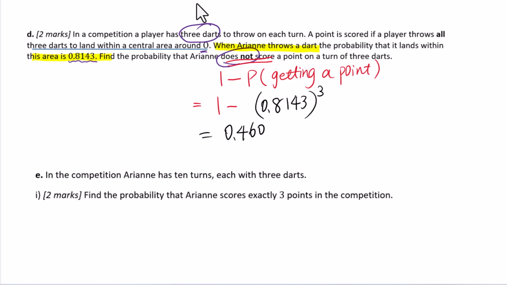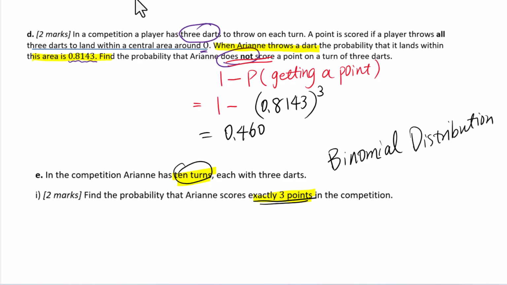Let's go to E. In the competition, Ariane has 10 turns, each with 3 darts. Find the probability that Ariane scores exactly 3 points in the competition. 10 turns, exactly 3 points. This gives you a clue: this is a binomial distribution. We need to define the variable first.